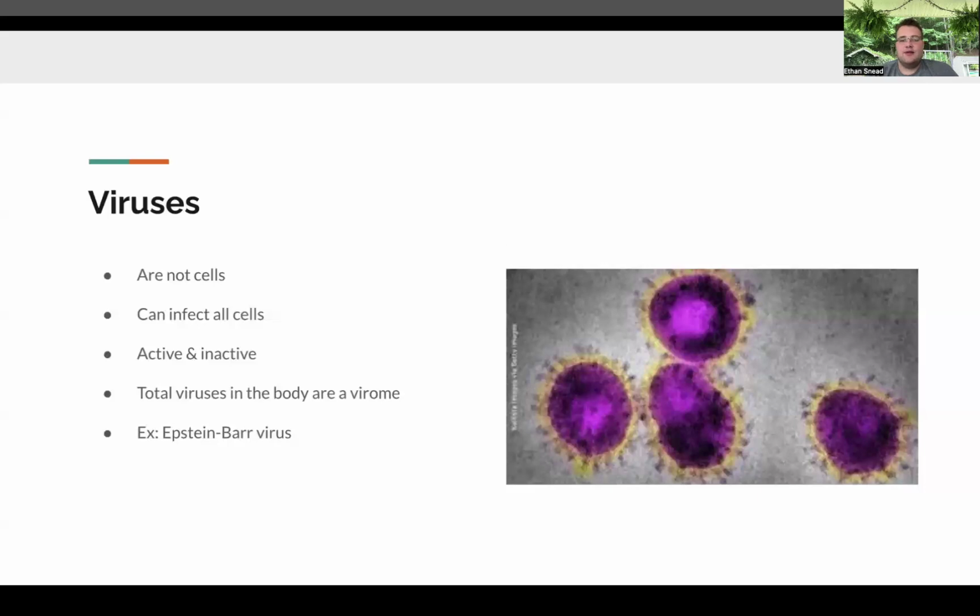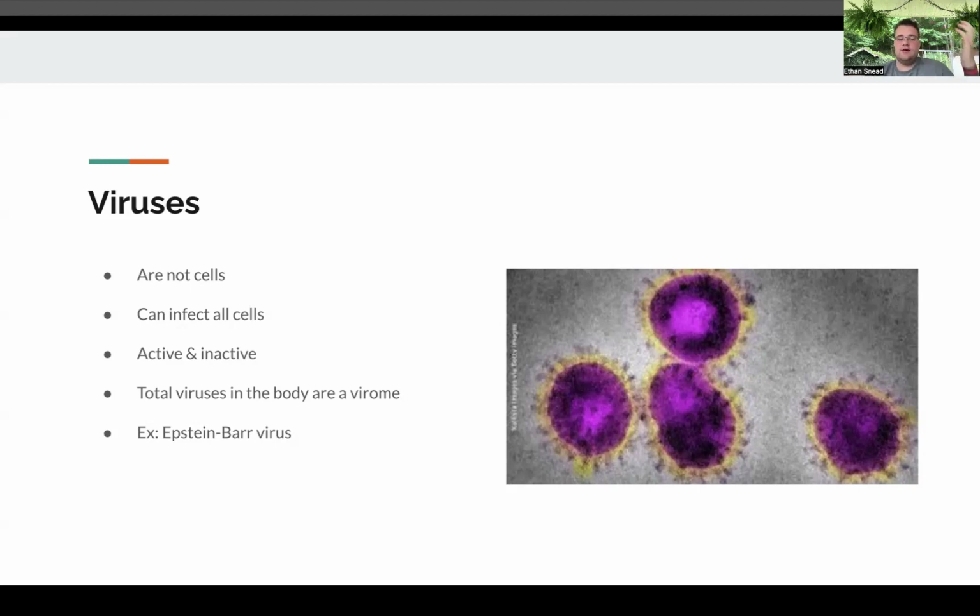Viruses can be classified as active or inactive. Active viruses are viruses that are inside the cell, and they're only inside the cell. Inactive viruses are macromolecules that are outside the cell, thus they cannot function. Viruses can be counted into total numbers inside the body, and those are called a virome.